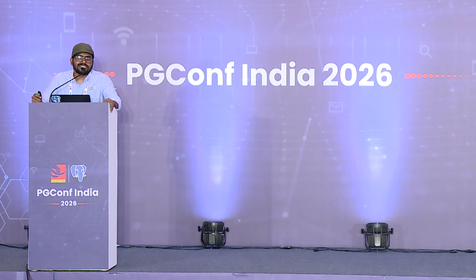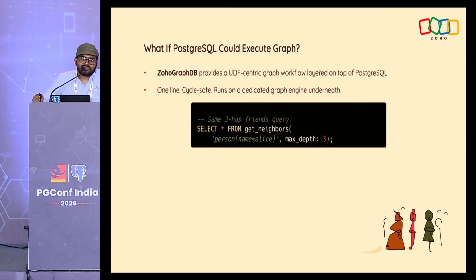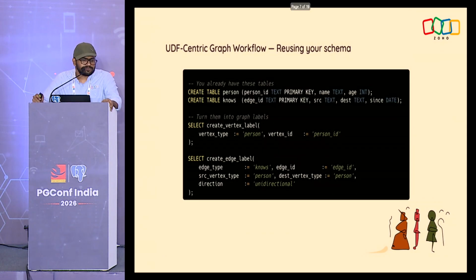A graph traversal in an RDBMS generally looks something like this. For every hop, you require a self-join, and there is no cycle detection by default. Our UDF provides a UDF-centric workflow, so the previous query now looks like a one-liner. And we also give graph-like performance.